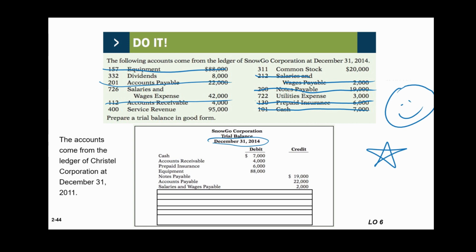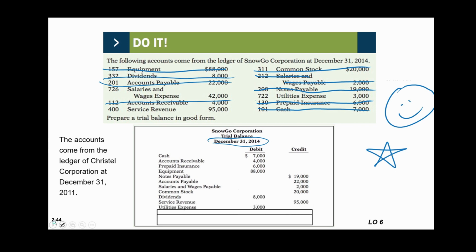We're done this time with liabilities. Next, what do we have? Come on. Common stock, 20,000. That goes also under credits. After that, we have dividends. Thank you. It goes under debits. You have to be very careful about that. Next, what do we have? Service revenue. We have salaries and wages expense, and we have utilities expense.